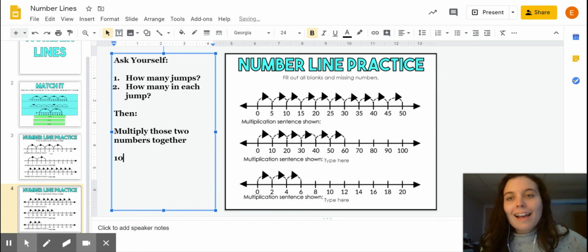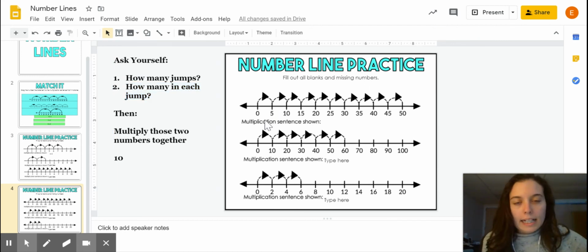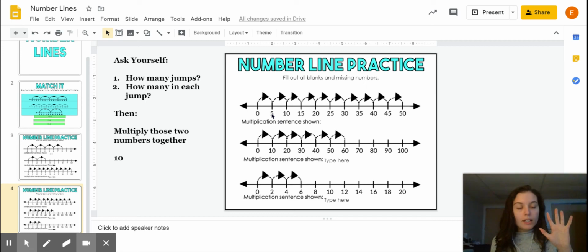10 jumps. And the next question is where you really have to become a mathematician. It says how many in each jump? Wait a second, the little lines are gone. So you have to really pay attention to the numbers. See, it starts at 0, and the next number is 5. We didn't count. We just looked right to the next number. And since it says 5, we know that there were 5 in that jump.